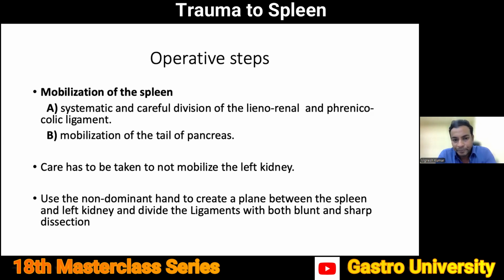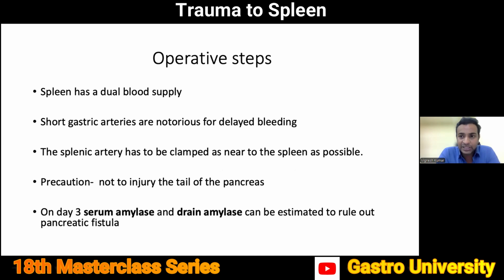That is one thing. And one should also remember that the spleen has a dual supply, in the sense that the short gastrics also supply, and the short gastrics are notorious to bleed once the spleen is out, or even during the intraoperative or the postoperative period. The splenic artery should be clamped as close to the spleen as possible, and one should remember to avoid the tail of the pancreas. Especially when applying a clamp, it should not be a blind clamp, rather a visualized clamp as to where the clamp is applied on the vessel itself.